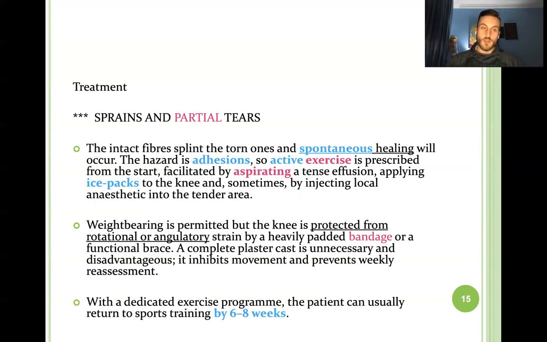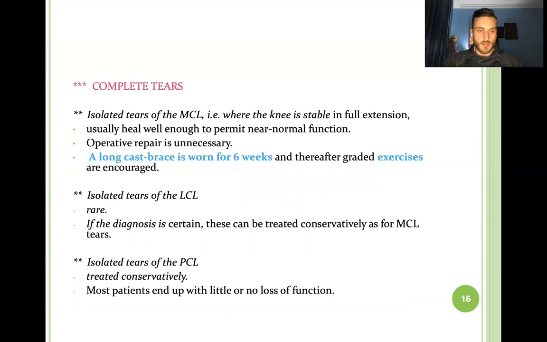We use the mnemonic PRICE, which is protect, bandage, brace, whatever, then rest, ice, compression, elevation. So this is the PRICE. 6 to 8 weeks, everything is going to be fine. Hopefully, then you return to physiotherapy and strengthening of the muscles and your patient is going to be okay. If it's a complete tear, if it's only an isolated MCL, usually it's going to heal alone. So conservative management for 6 weeks.